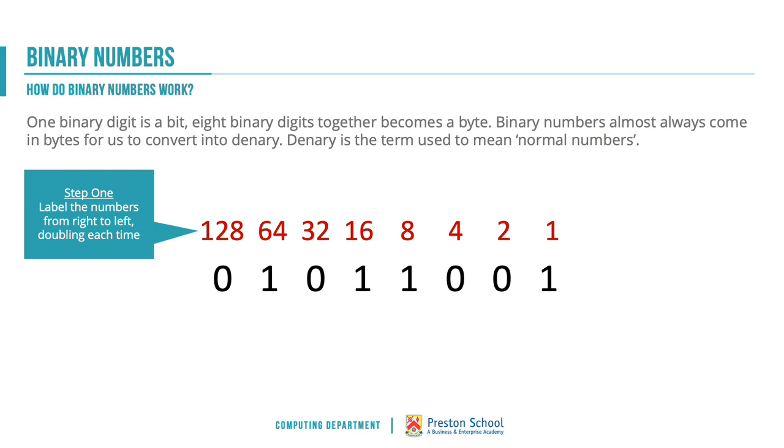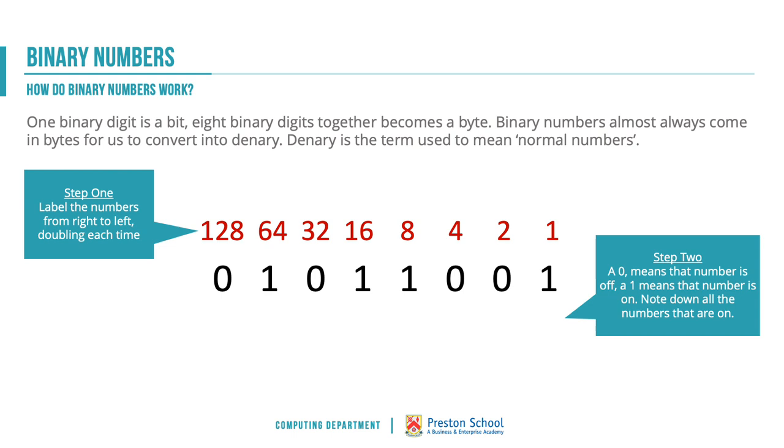Now a 1, a binary 1, means that that number is on. A binary 0 means that that number switch is off. You're going to want to write down all of the numbers that are on. So 64, 16, 8 and 1 are all switched on because the switch is set to 1.